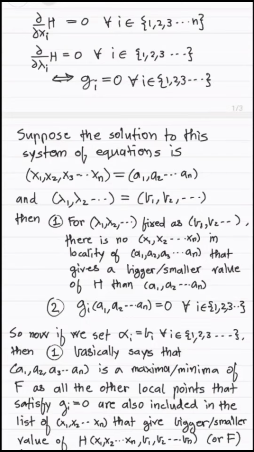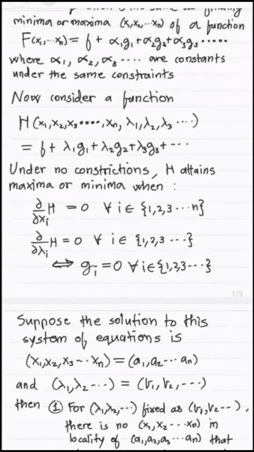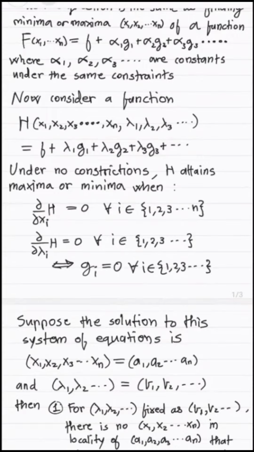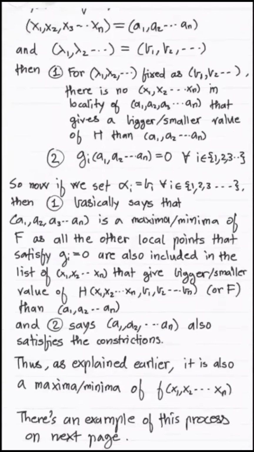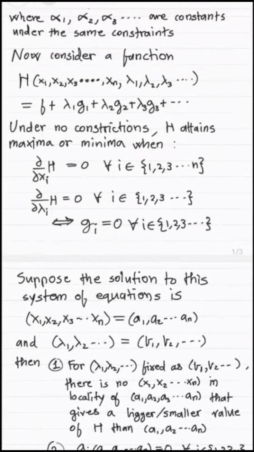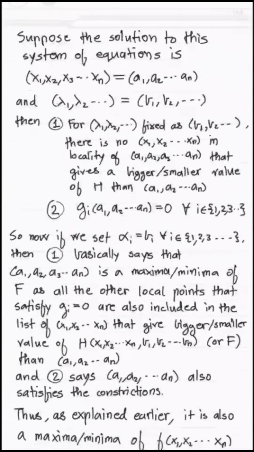But now if you think about it, what we just did is we figured out the minimum or maximum of our small f as well, because it's following these restrictions. Our g1, g2, and so on, these values are just zero, so our capital H is actually equal to small f, right?